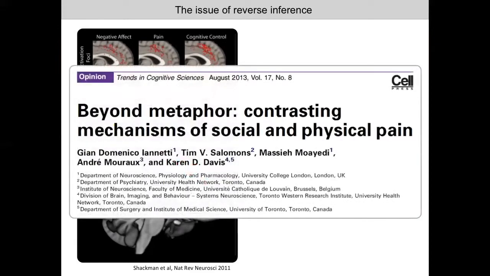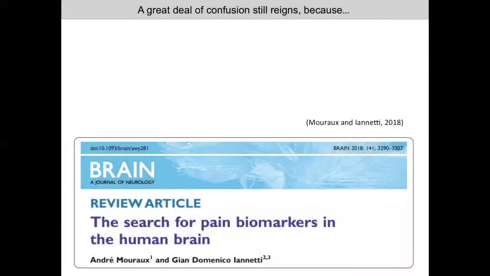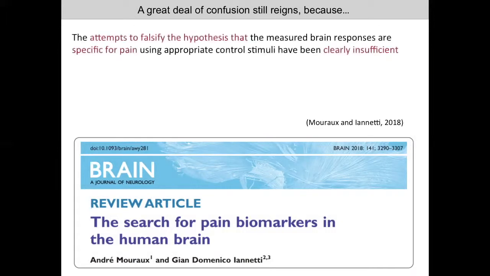And this is an old review paper where we discussed this thing. In terms of a bit of self-advertising, this is a big review that came out in December in Brain about this problem of pain biomarkers using neuroimaging. The problem, I think, and we can discuss this, is that all the attempts to falsify the hypothesis that these measured brain responses are specific for pain are not sufficient, because people don't use the control stimuli which are necessary.